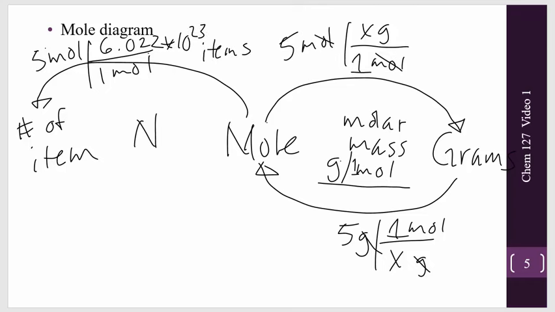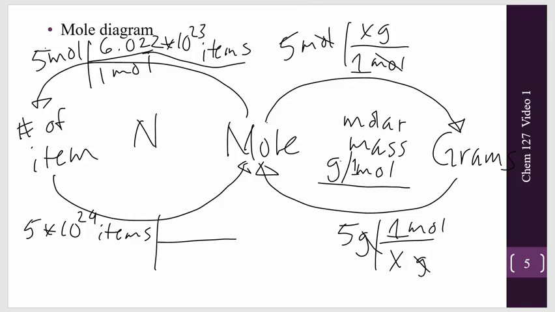And we can go the opposite way as well. So I'll just pick a number, 5 times 10 to the 24th items. We can again use Avogadro's number to convert into moles. So we want items to cancel out.